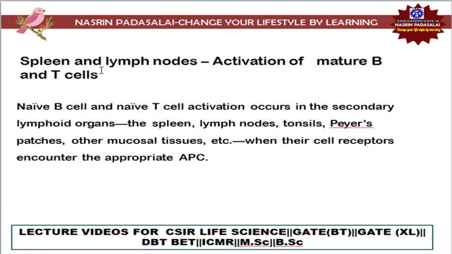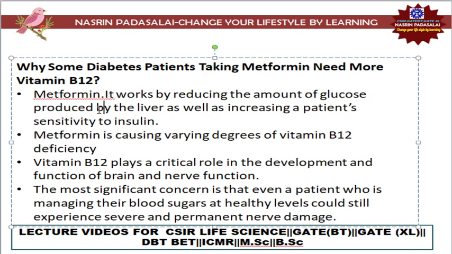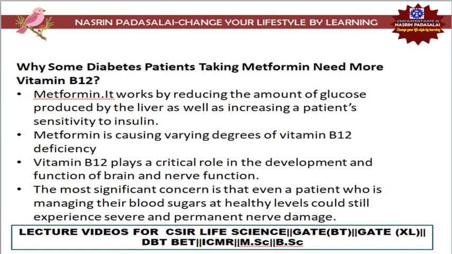Next, there is a question with regard to spleen and lymph node activation of mature B and T cells. The naive B cell or naive T cell activation generally occurs in the secondary lymphoid organs like spleen, lymph node, tonsil, Peyer's patches, and other mucosal tissue. In these tissues, the T cell receptor and B cell receptor will encounter the appropriate antigen presenting cell.